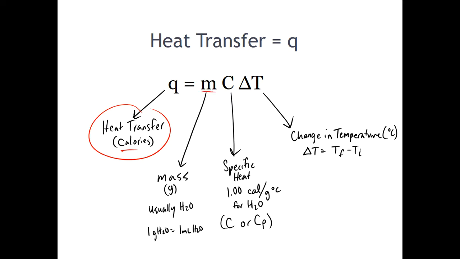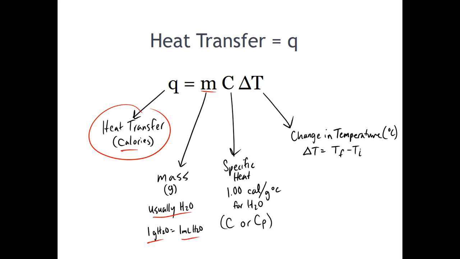Now, if we look at the M, it is for mass. And what this is looking at is the mass of usually the thing that you're heating up. That would be the water in most cases. And realize that 1 gram of water is equal to 1 milliliter of water. They're exchangeable like that. The metric system's awesome for it.